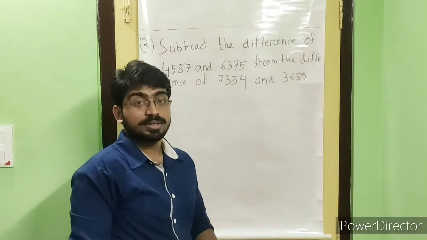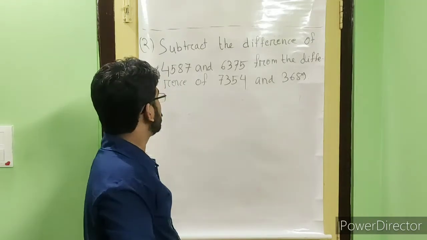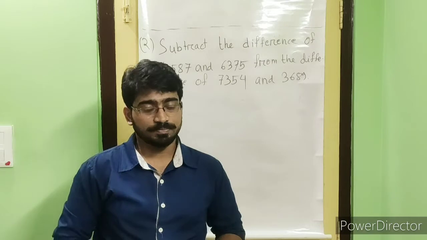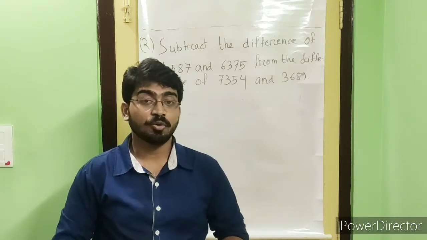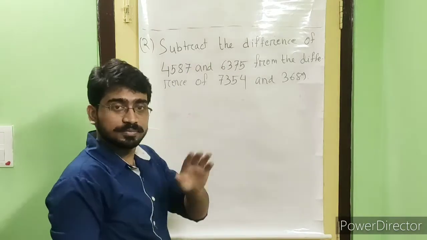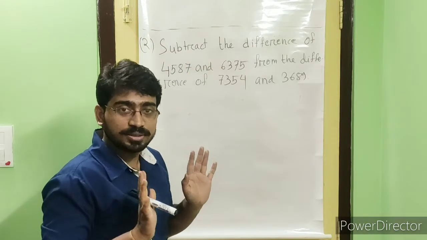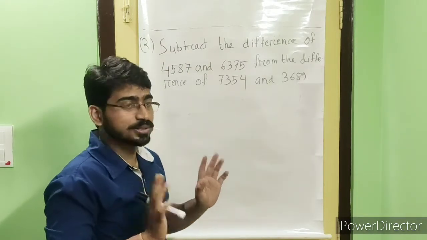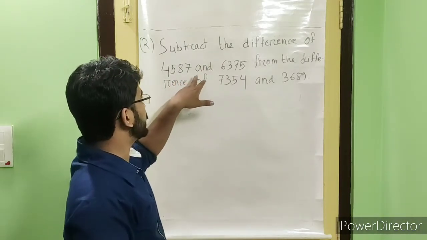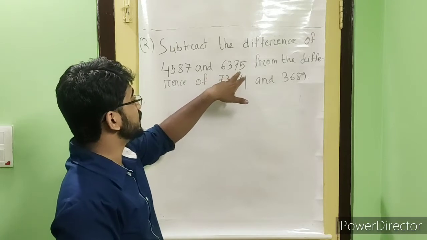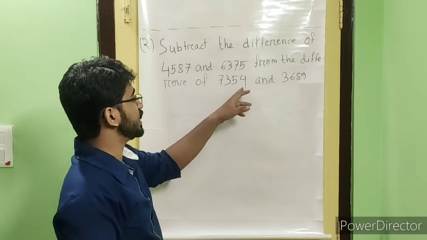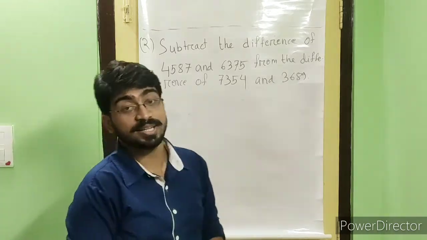So here is type 2 question. So now we are moving to the next word problem. See, subtract. Here, we need to subtract. The difference of 4587 and 6375 from the difference of 7354 and 3689.